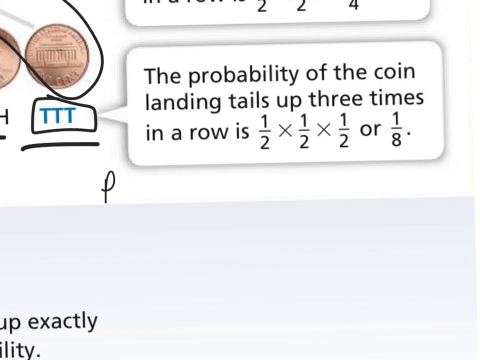So if we just do T for tails, the probability of tails is 1/2, probability of tails is 1/2, probability of tails is 1/2. You multiply, and that's where we can get 1/8 as well. So again, that's going to be probably a quicker route for us. But if it's easier for you to visualize and think about what's happening by doing a tree diagram or a table, then do it that way.